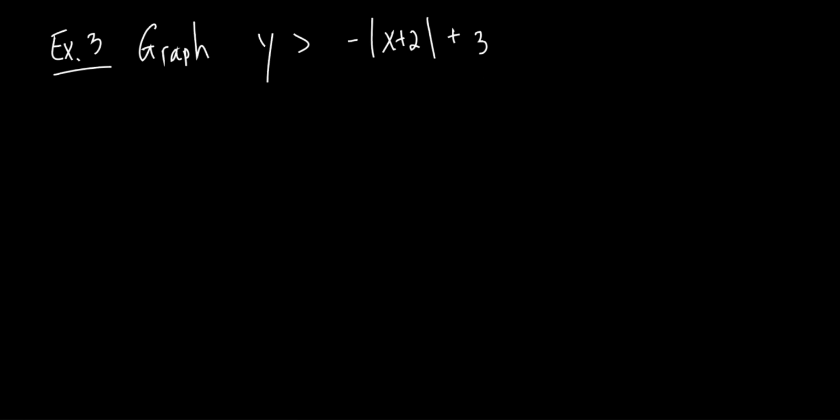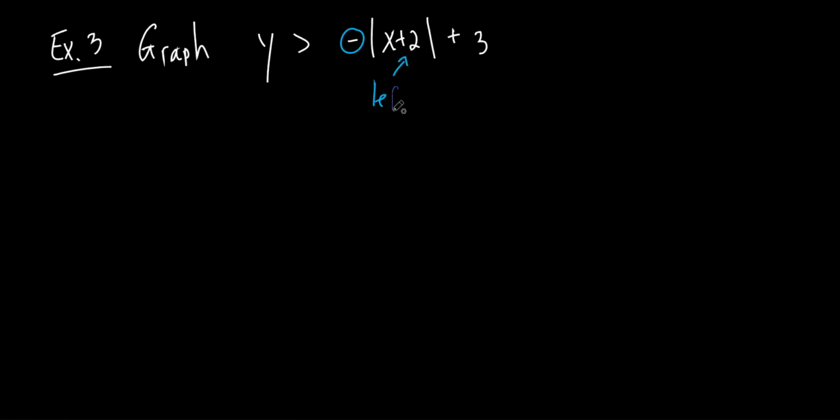All right, so now let's talk about this. What are some of these things doing? What is this minus out in front? What is that doing to my parent graph? Okay, it flips it, right? Instead of going up, it's going to go what? It's going to go down. Okay, what does that +2 tell you to do?